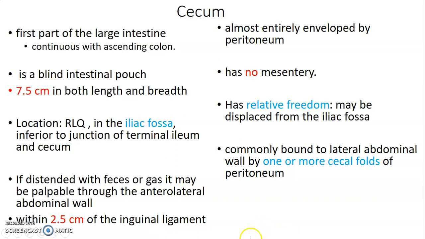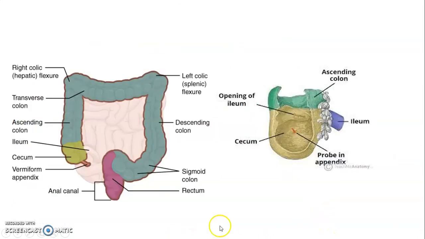Commonly, it's bound to the lateral abdominal wall by cecal folds of the peritoneum. So this is the position of the cecum here. This is the cecum, and from the cecum downwards you'll get the appendix. From the ileum, food enters. This is the opening of the ileum here.